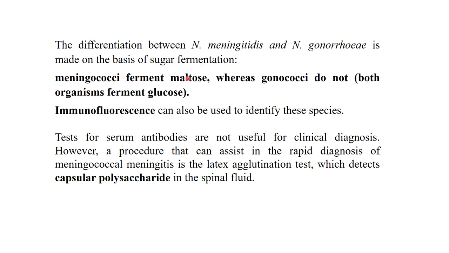Meningococci ferment maltose, whereas gonococci do not. Both organisms ferment glucose. Neisseria meningitidis ferments both glucose and maltose, whereas Neisseria gonorrhoeae ferments only glucose, not maltose. Immunofluorescence can also be used to identify these species.